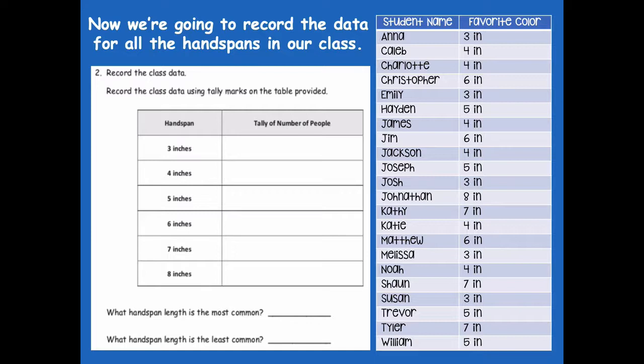Okay, then you would go to Caleb for 4 inches. Put a tally mark, a check mark, next to Caleb's name. Charlotte is 4 inches, so put a tally under 4 inches and check off Charlotte's name. And you would do that all the way until you get to the very bottom with Williams.